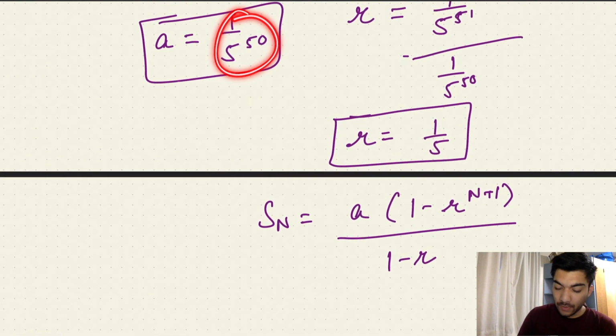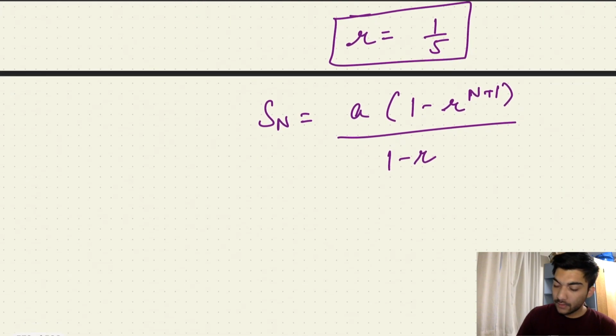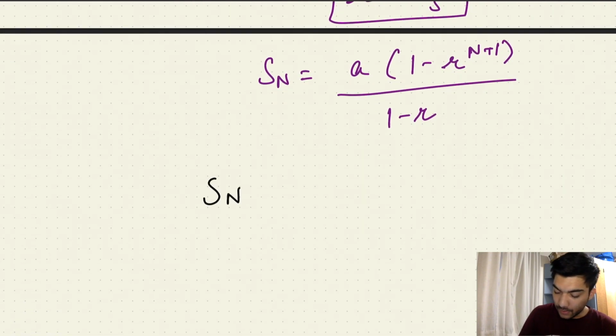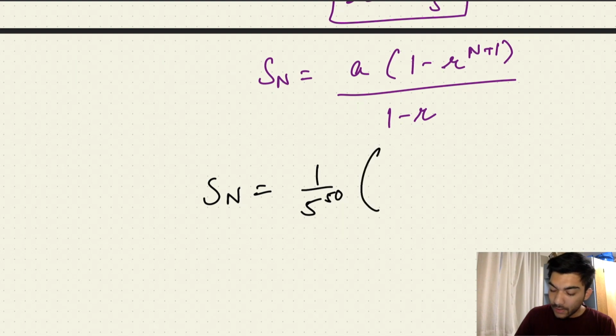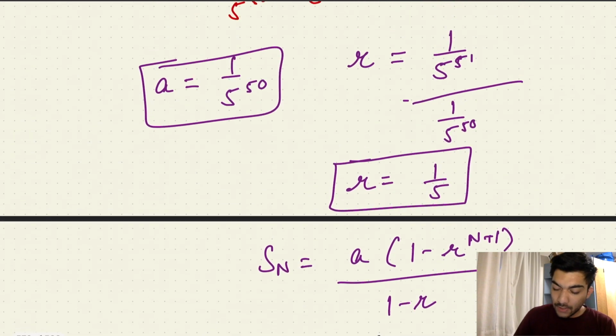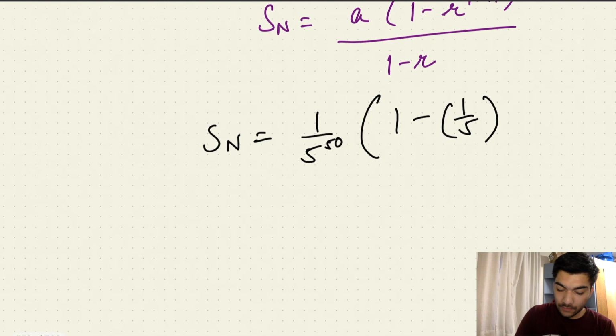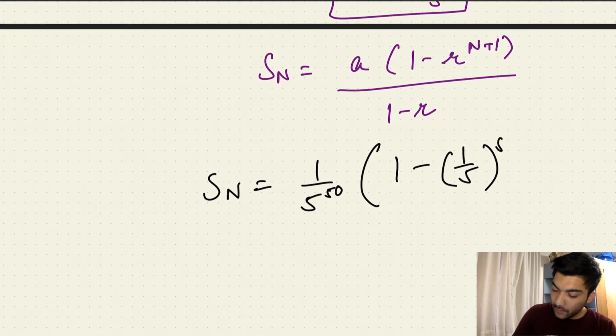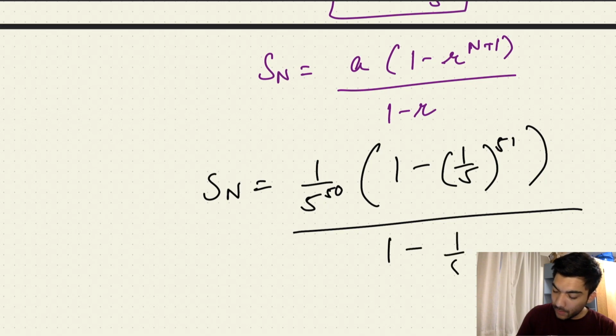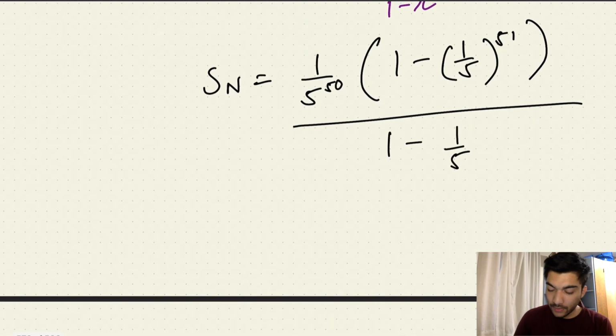Our a is 1 by 5 to the power 50. So the calculation is very simple now. Sn is 1 by 5 to the power 50. The bracketed expression will be 1 minus 1 by 5 to the power n plus 1. In this case, our n is equal to 50, so we'll use n equals 50 over here. So it will be 50 plus 1, which is 51. And the denominator will have 1 minus 1 by 5.